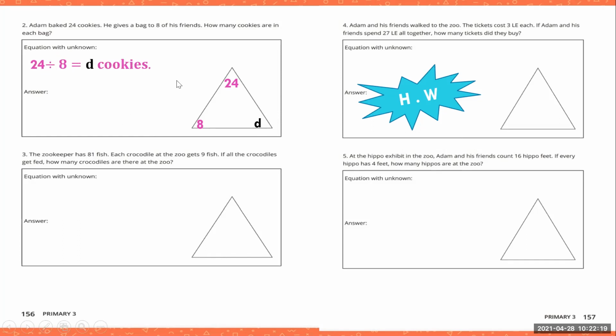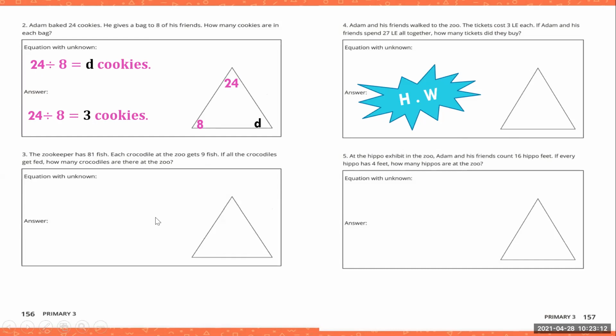So let's write the equation. We have here the total 24 divided by 8 equals what? D should be what? Great, excellent. So I will ask myself, 8 times what will give me 24? It's 3. Yes, excellent. So I know that 24 divided by 8 will give me 3. So D equals 3. Okay, is it clear? Easy now? Easy or not?